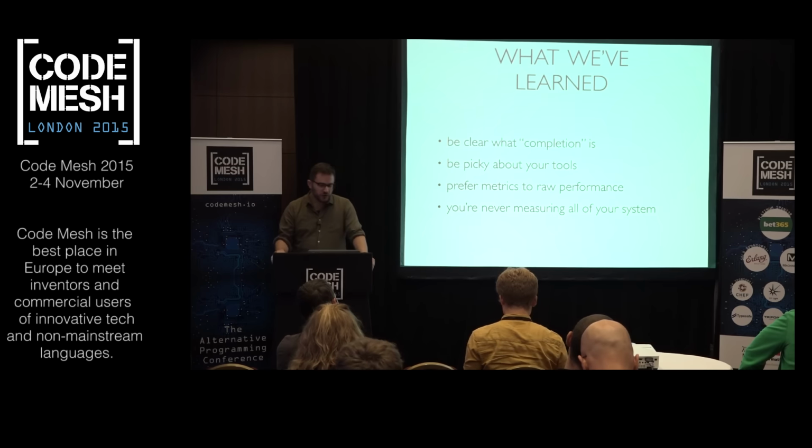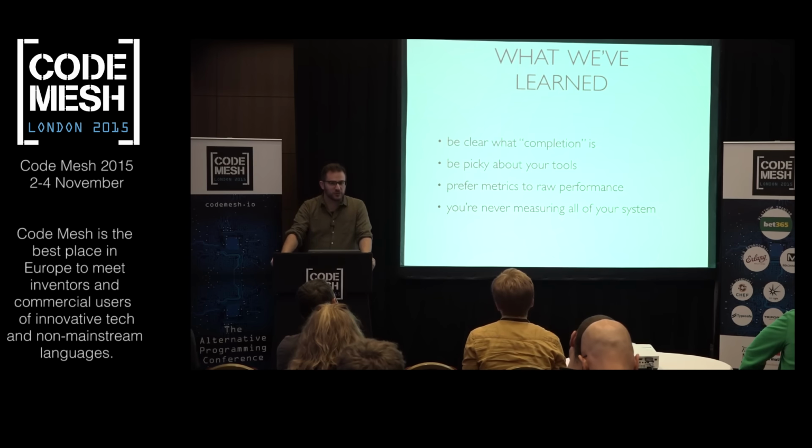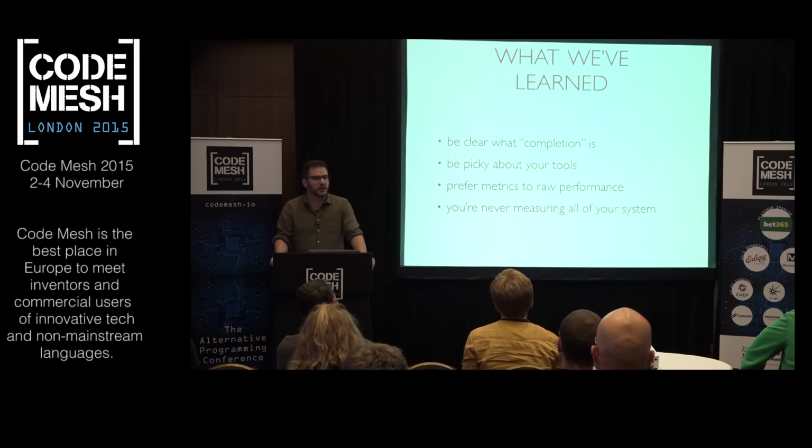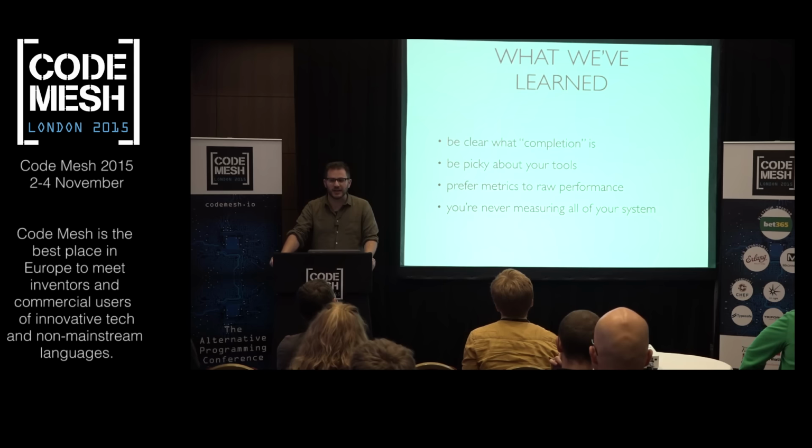And so what we've learned so far is that we should be very clear about what it means to be complete in a particular task, because if we can move the goalpost closer, that just makes our job a lot easier. We should be very picky about our tools. We should make sure that they don't, for instance, have unbounded queues lurking somewhere in them. We should also make sure that they tell us what they're doing, because if you're looking at a system and you're trying to make it fast, right?